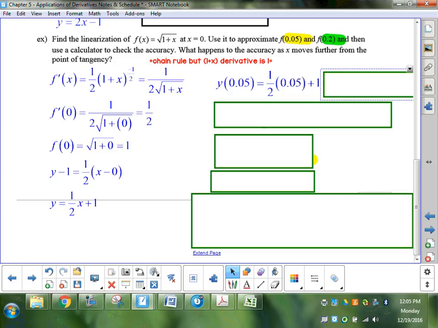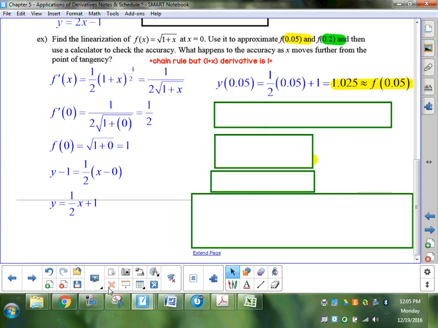And then, what do you need to do to that amount? Now, it's a lot, so slow down. What's 0.025 plus 1? Not too shabby. That approximates. Is it equal to the function? No.